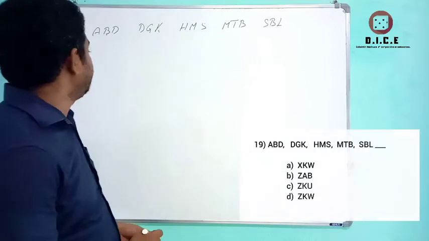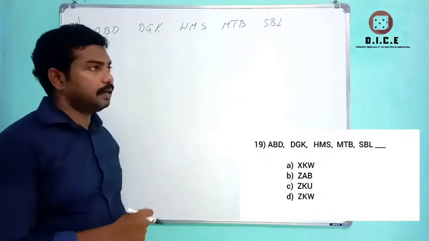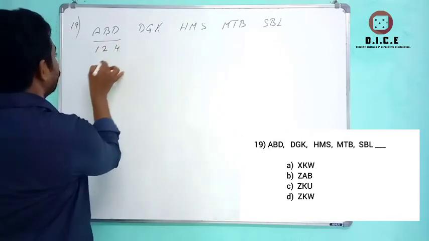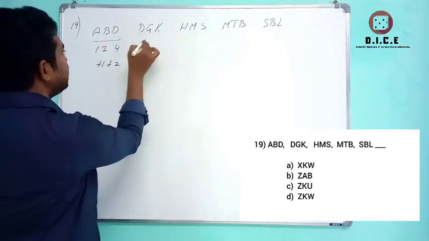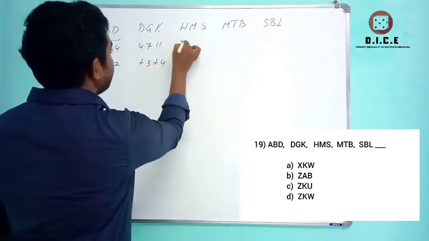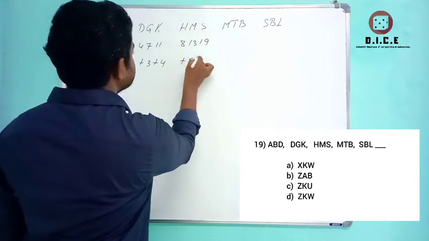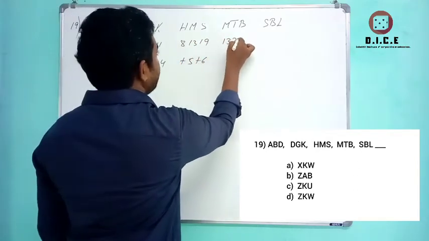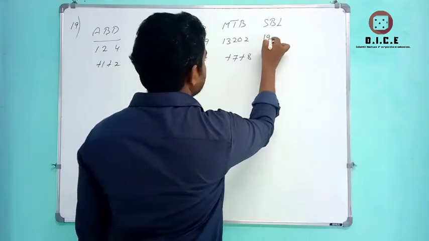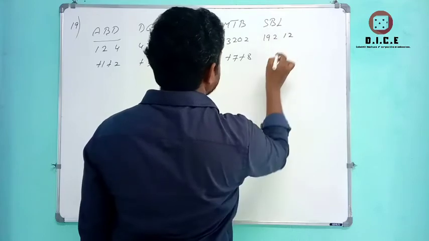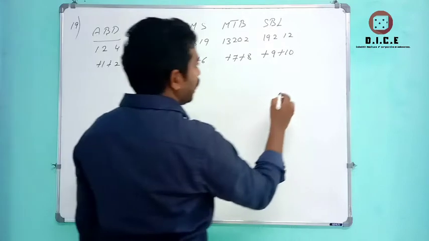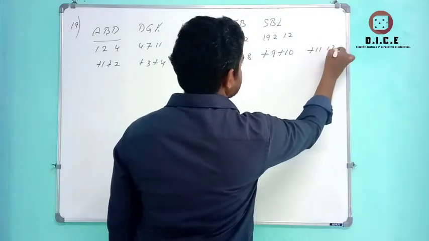If you see question number 19, it is very similar to question number 18. Now try to find out the gap of the individual pattern. ABD, 1, 2, 4, that is plus 1, plus 2 gap. DGK, that is 4, 7, 11, that is plus 3, plus 4 gap. That is 8, 13, 19, that is plus 5, plus 6 gap. That is 13, 22, there is nothing but plus 7, plus 8 gap. Here you can see 19, 2 and 12. There is nothing but plus 9 and plus 10 gap. So again, the answer pattern should be plus 11 and plus 12 gap.